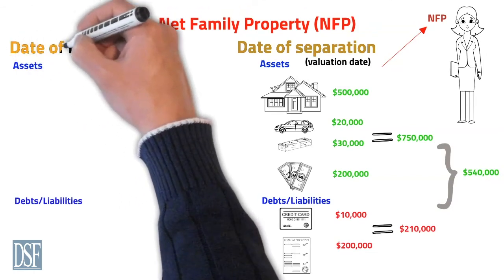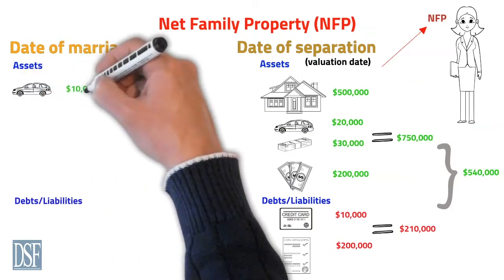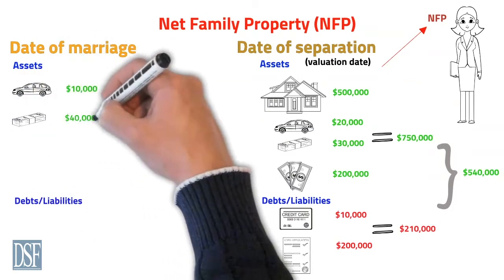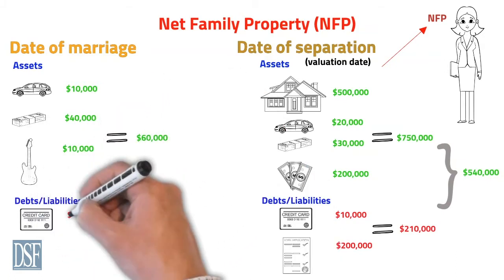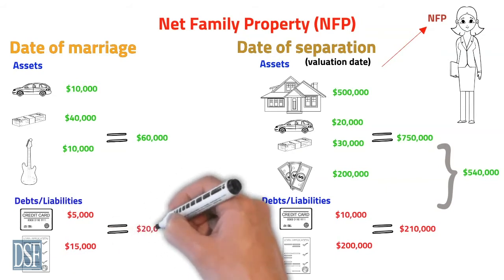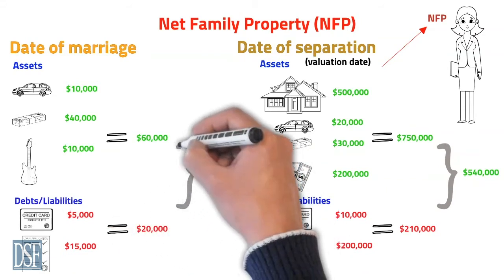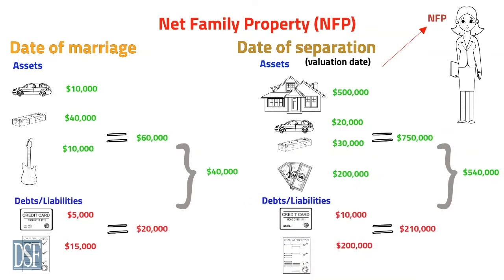And now we do the same thing for the date of marriage. So we see that Christina had a car, some savings, and a music collection. She also had some credit card debt and a student loan. We again calculate the totals and subtract the debts from the assets. And we see that Christina came into the marriage with $40,000.